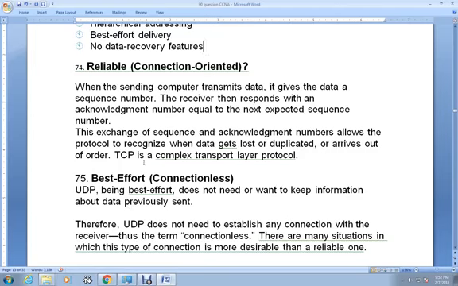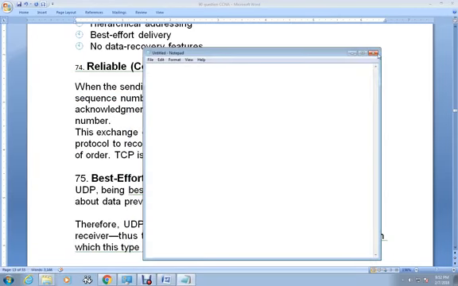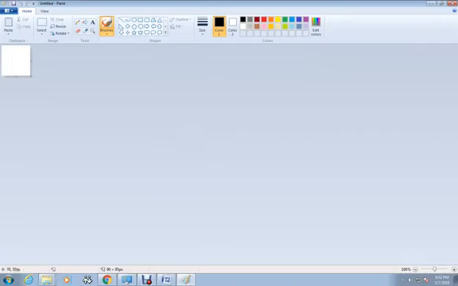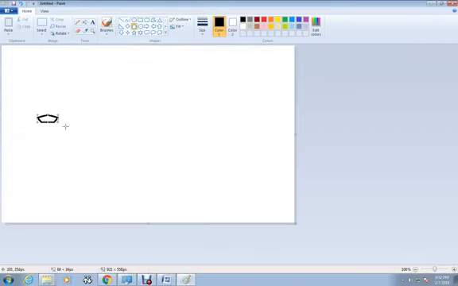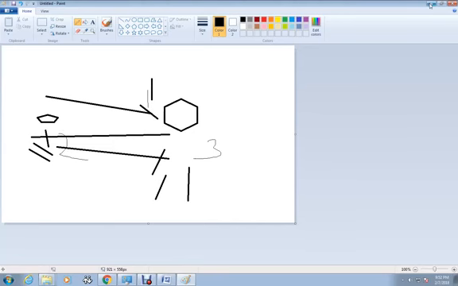For example, guys, you can take this as one side, and this as one side. When this is your sender, it is sending some data to this one. When it is received, it will send an acknowledgement saying I received this, and it will send back some information. Again it will send one more acknowledgement. Like this it goes on, until the data transmission is completed properly.